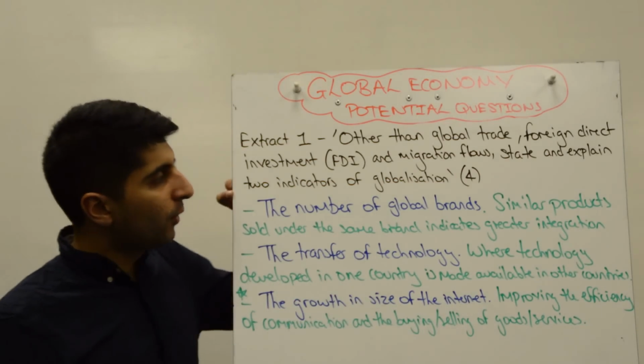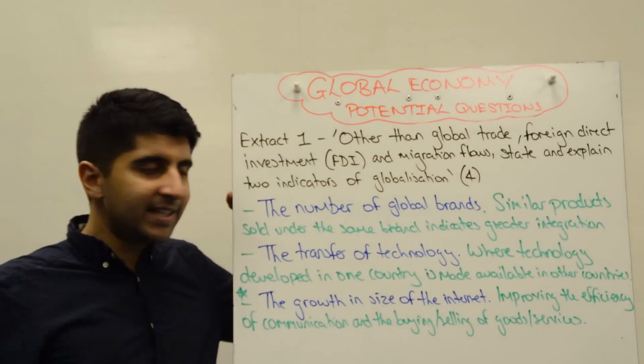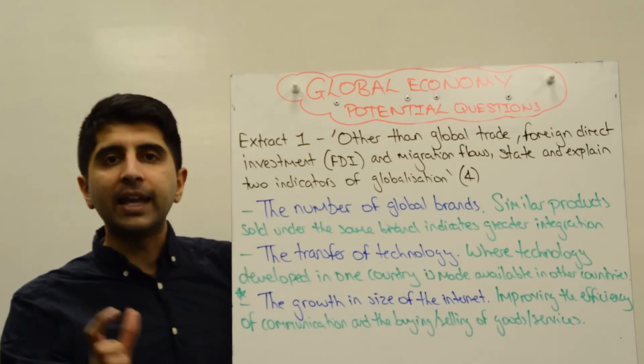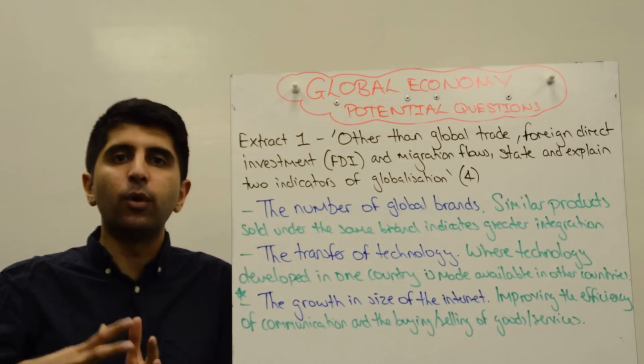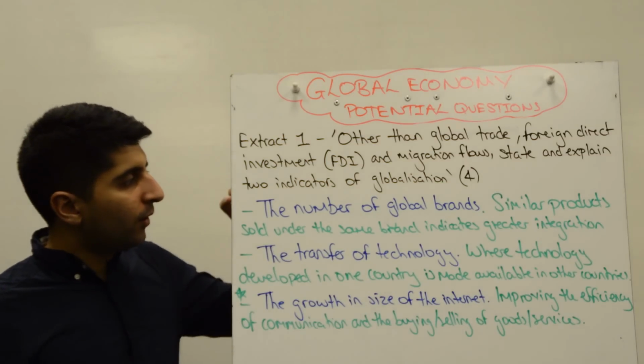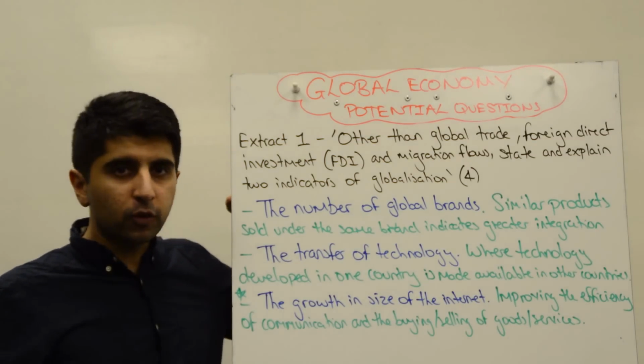pick. So in blue you've got the other indicators, and in green you've got the explanations behind them and how they link to a greater integrated world economy and more interdependence between nations. So let's take the number of global brands. What do I mean by this?